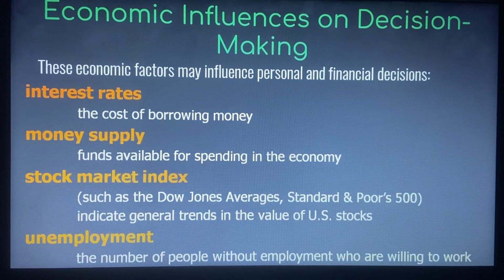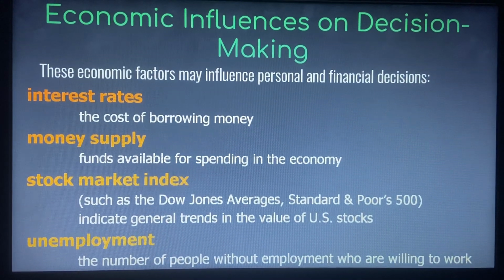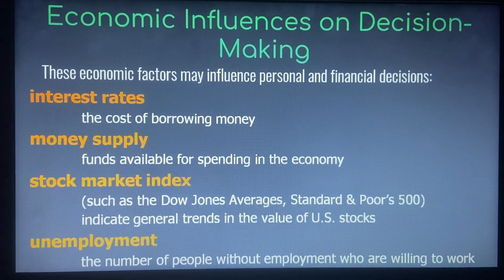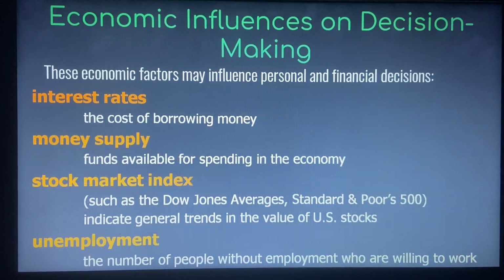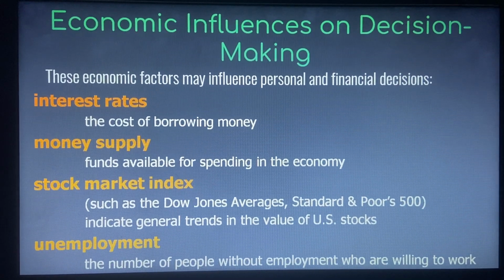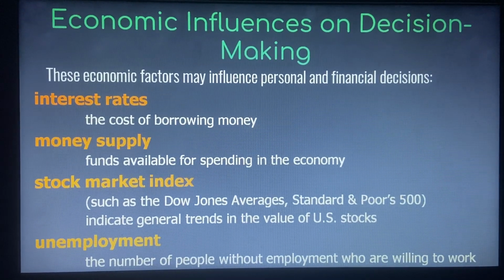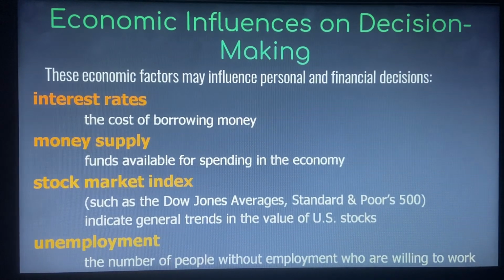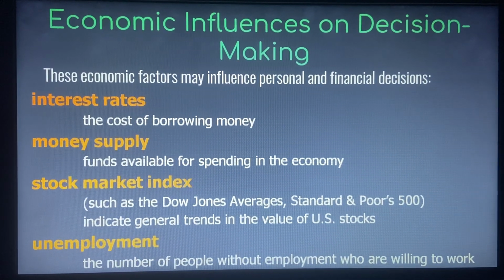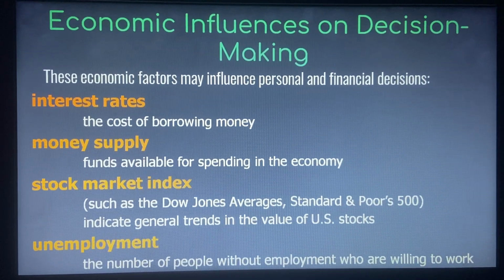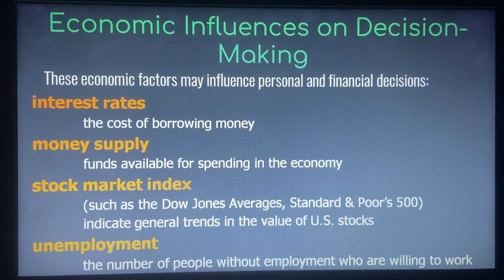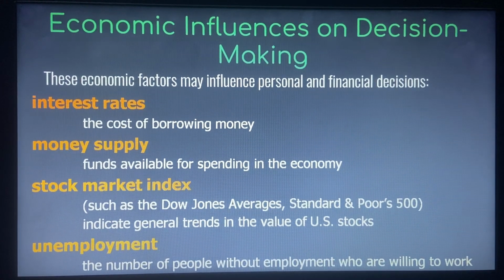This is something that will go up soon because we have stimulus checks going out to everybody. So that's the Fed putting more money into the economy. It's exactly what we talked about, why the Second Great Depression won't happen. Because of that Fed, that money supply is able to increase. The stock market index. So we know what the stock market is. That indicates general trends in the value of U.S. stocks. And then unemployment, the number of people without employment who are willing to work. When unemployment is low, that means more people have jobs. So the economy is going to be better.